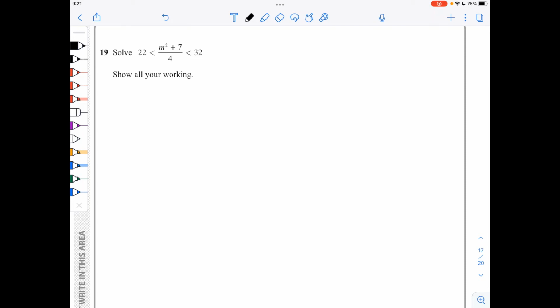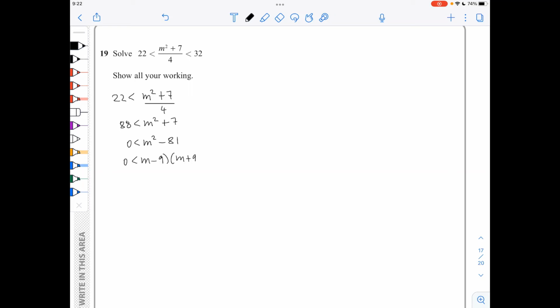19, we need to solve this quadratic inequality. So I will start by splitting into 1 and then 2. So 22 less than (m squared plus 7)/4, leading to 88 less than m squared plus 7. So 0 less than m squared minus 81. This factorizes, it's the difference of two squares, so (m minus 9)(m plus 9), giving me critical values of 9 and -9.